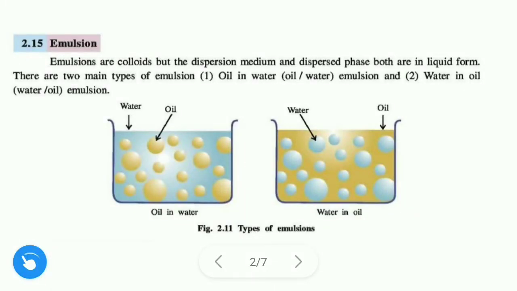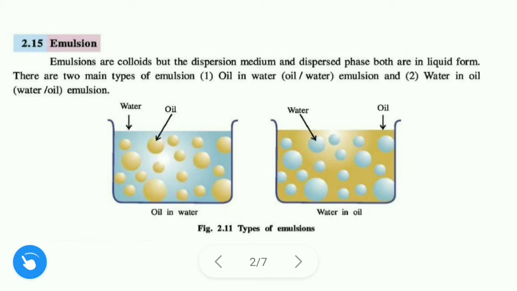Hello everyone. In this video I will be discussing emulsions, types of emulsions, the demulsification process, and also the process of emulsification, or the process of forming an emulsion. We will also see some tests to determine the type of emulsion.